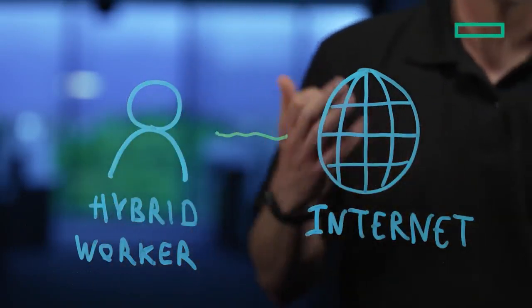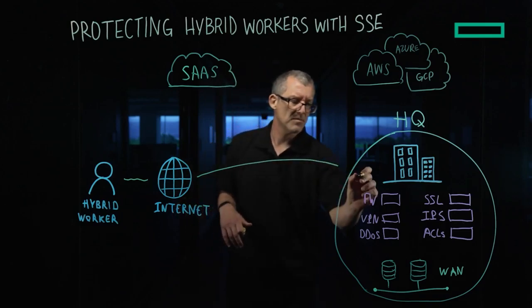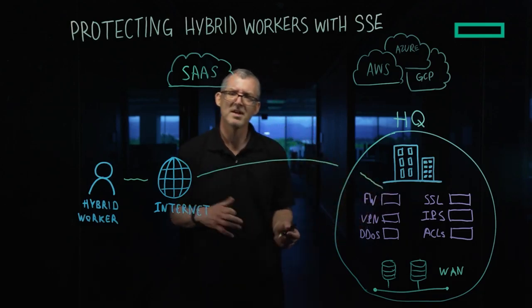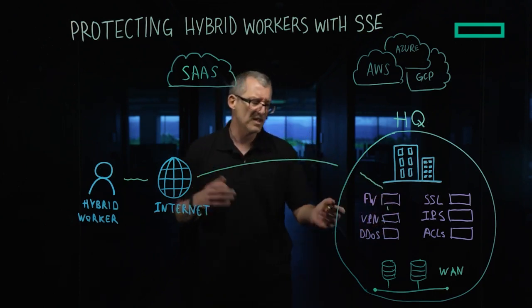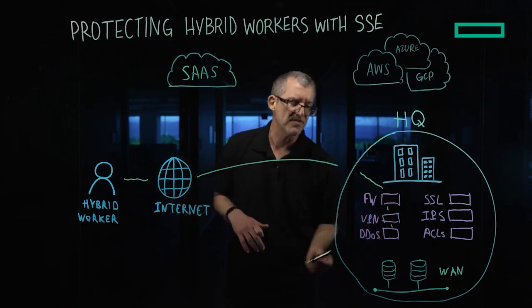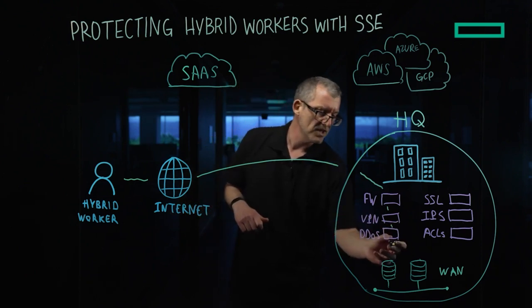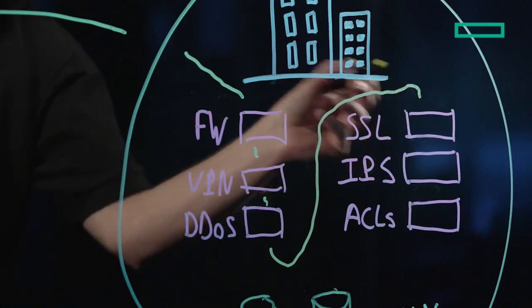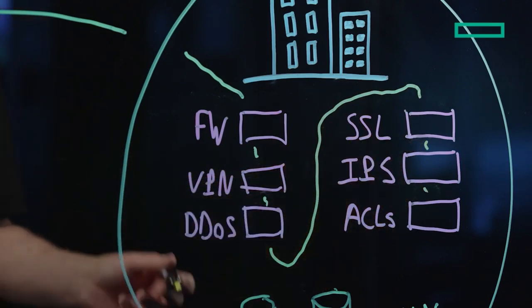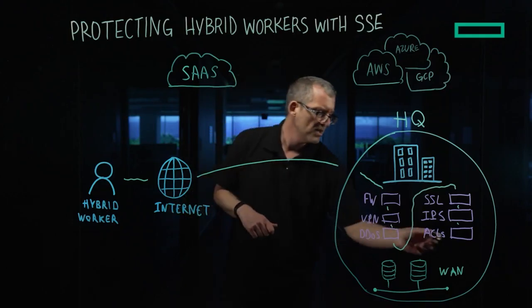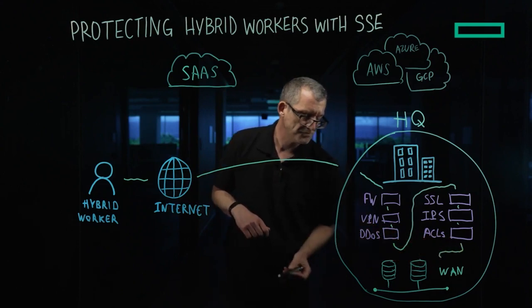They're going to then traverse over the internet into your firewall, where they're then going to traverse down through some kind of VPN concentrator. They're then going to go into a DDoS defense system, and then they're going to traverse up through your SSL decryption, through some form of IPS, through some ACLs, and we all know how problematic they are, and then they connect on your WAN.